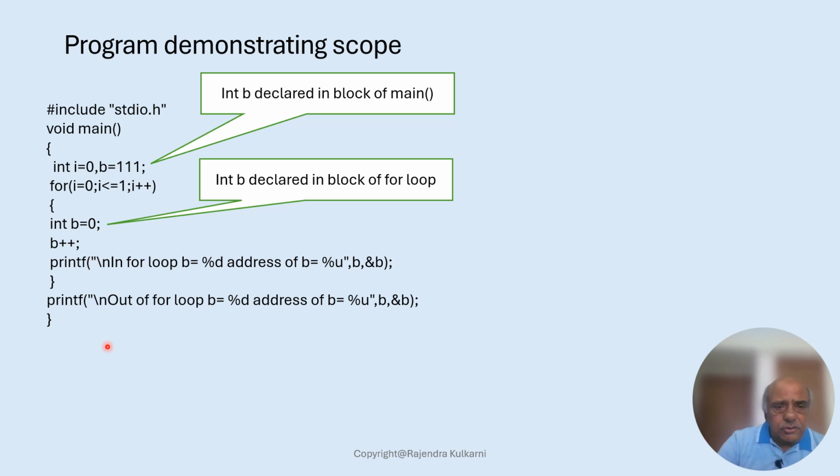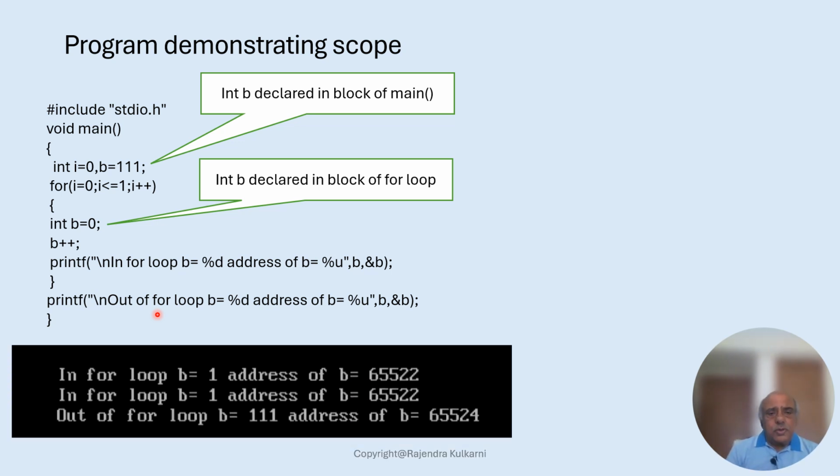So what are we effectively doing? We have declared one variable named b and assigned with value 111 in main. We have declared another variable of the same name b and assigned with value 0, but within the closing and opening braces of for loop. Within the for loop we are obtaining the value and address of b. Outside the for loop we are obtaining the address of b and value of b again.